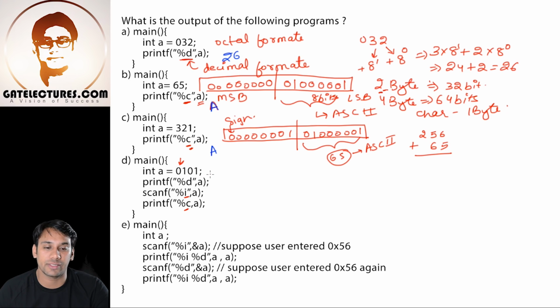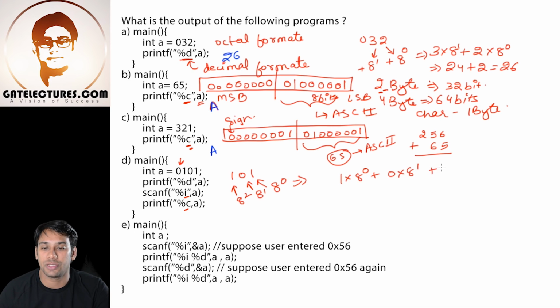So the number is int A is equal to 0101. Let us convert this octal number into decimal format. So the number is 0101. We multiply this by 8 raised to power 0, this by 8 raised to power 1, and this by 8 raised to power 2. Therefore the number becomes 1 into 8 raised to power 0 plus 0 into 8 raised to power 1 plus 1 into 8 raised to power 2. Therefore the number becomes 1 plus 0 plus 64, which is equal to 65.